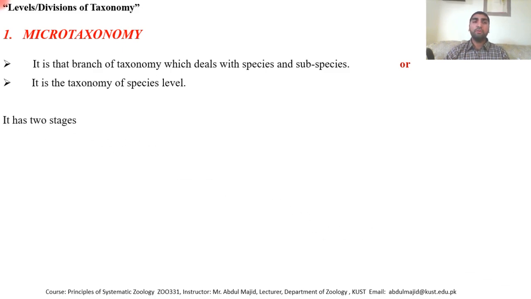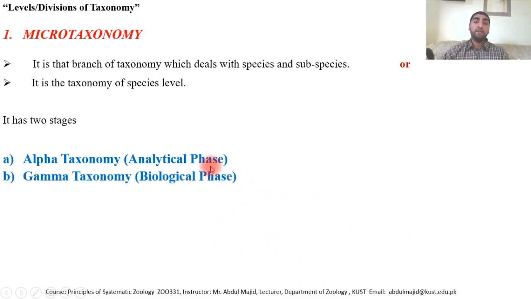This microtaxonomy has two stages or two phases. Number one, that is known as alpha taxonomy, or it can also be known as analytical phase. And the other one is gamma taxonomy, or it is also known as biological phase.